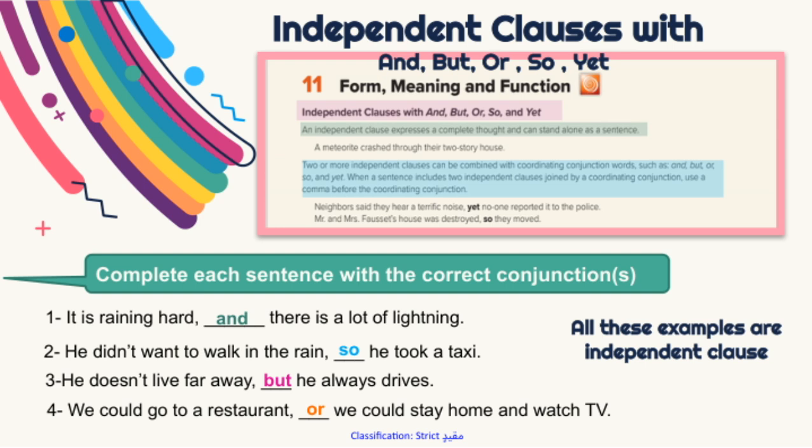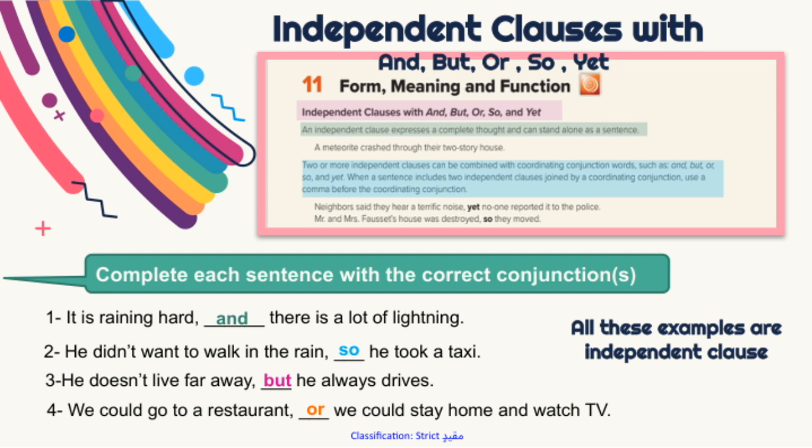Next, we have he doesn't live far away, he always drives. Here, the best fit is so, indicating that because he lives nearby, he drives. Then there's he didn't want to walk in the rain, he took a taxi. The word so works here again, showing a cause and effect relationship. Finally, in it is raining hard, there is a lot of lightning. The correct word is and, connecting two related observations about the weather.